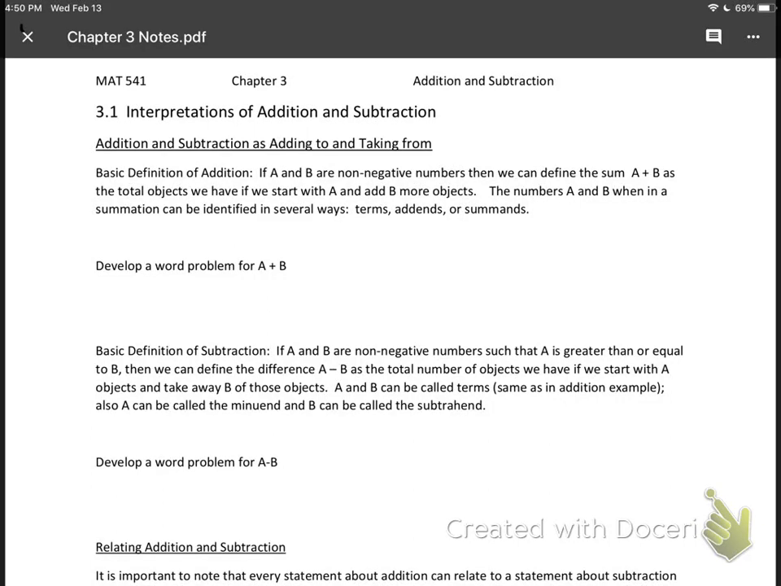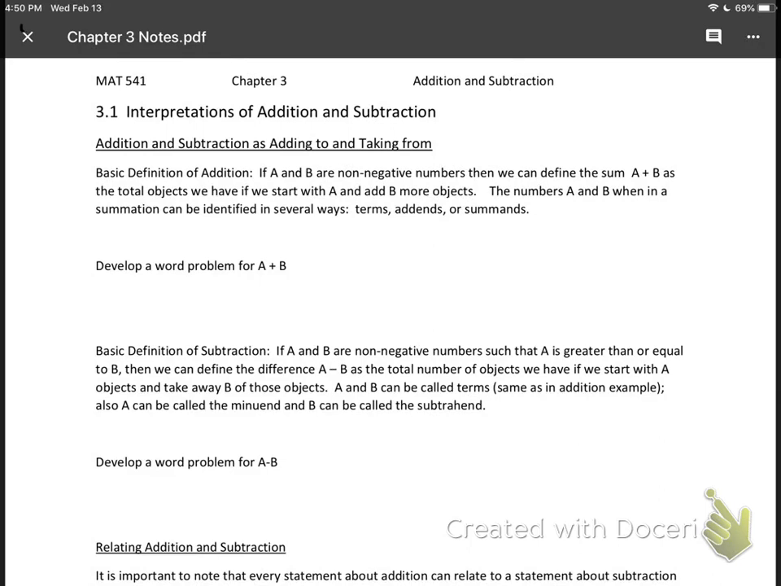Okay, in this video we're going to go over Chapter 3, which is addition and subtraction. So in 3.1 they talk about interpretations of addition and subtraction, so I've typed up some notes here, so we're just going to hit the high points of them. Okay, vocab words right here.